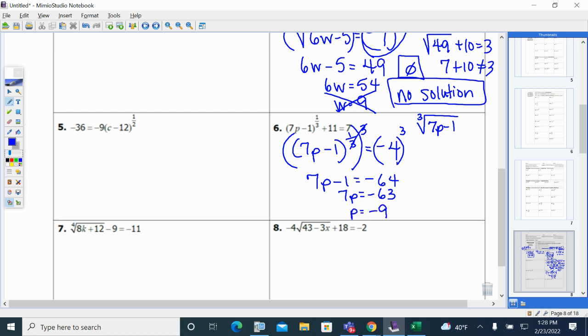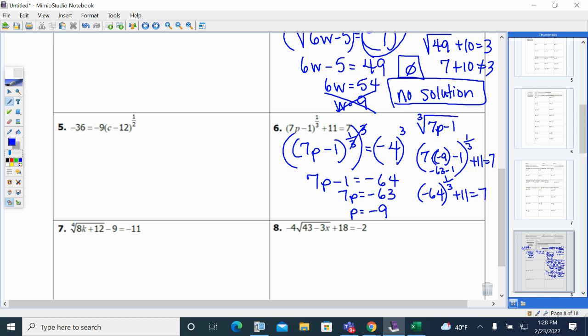And again, we're going to go back and check that. So I've got 7 times negative 9 minus 1 to the 1/3 power plus 11. Is that equal to 7? Inside the parentheses, 7 times negative 9 is negative 63. And then negative 63 minus 1 is a negative 64. To the 1/3 power plus 11, is that equal to 7?